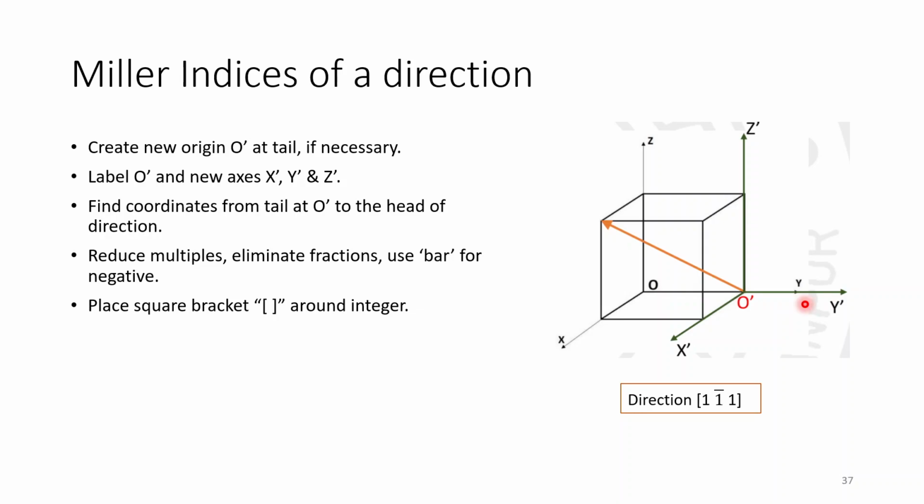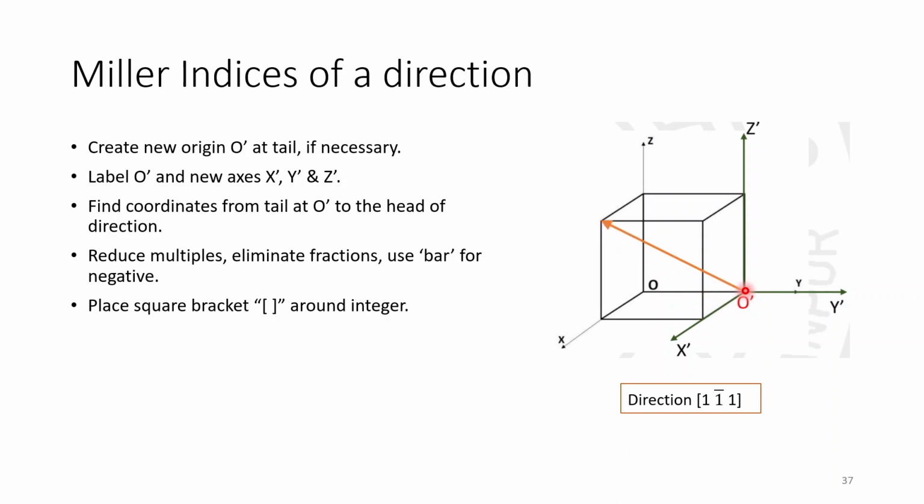Next is Miller indices of a direction. In this case you create a new origin O dash at the tail if necessary. So you can shift your origin, as in this case where it's starting, you can provide it with an O dash. Then you just find out how you are going from the start point to the end point.